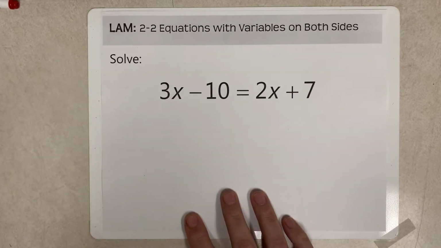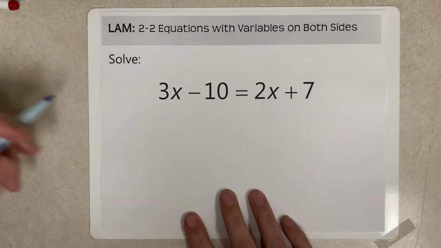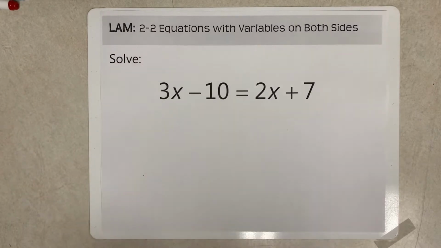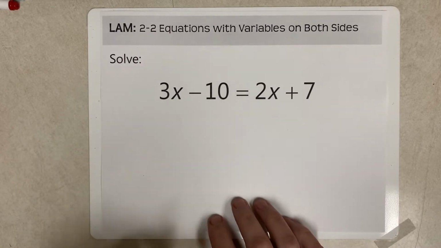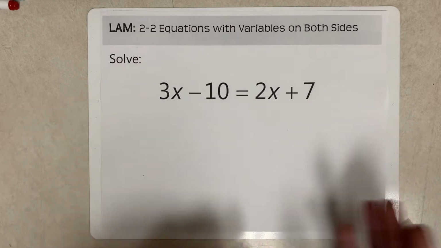All right, so we're going to have some examples here. The first one, 3x minus 10 is equal to 2x plus 7. The goal is to get the variables on one side and then the constants on the other.